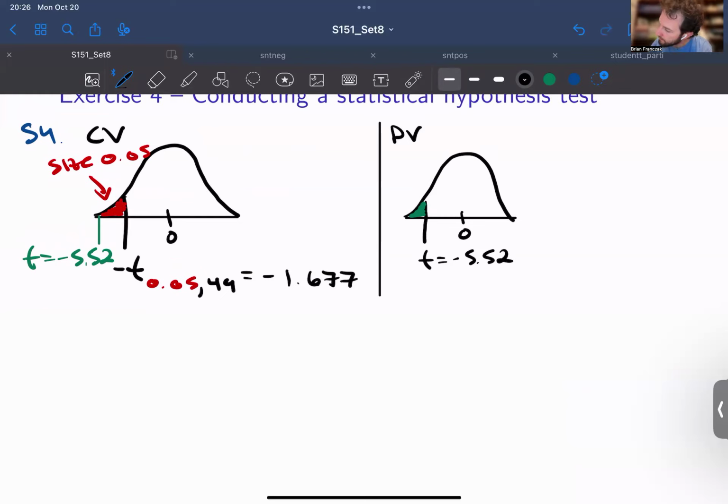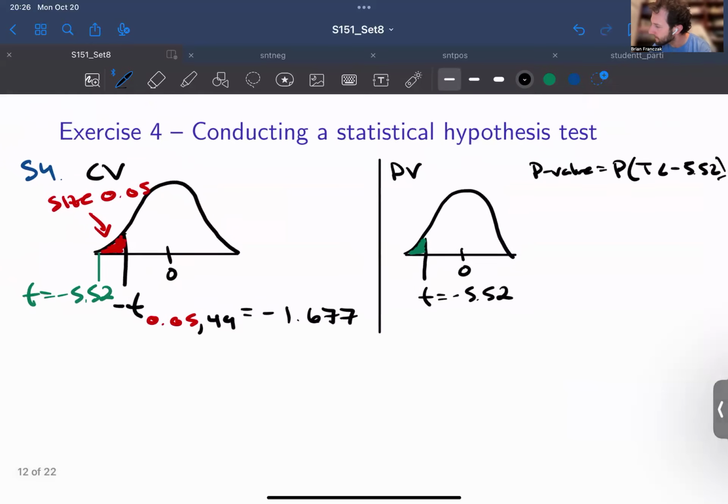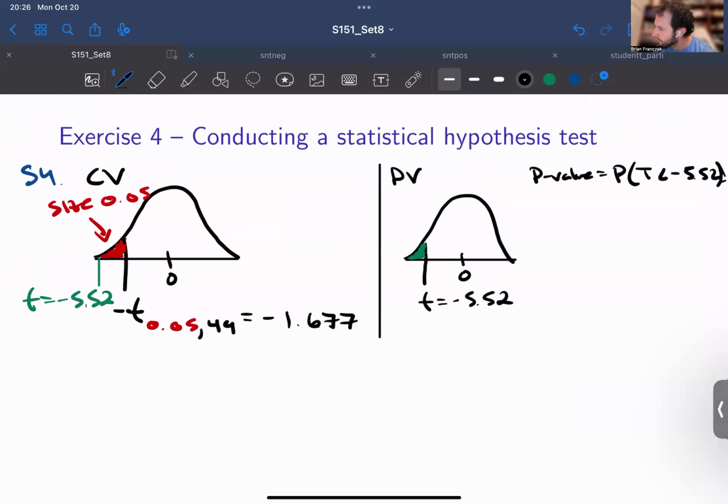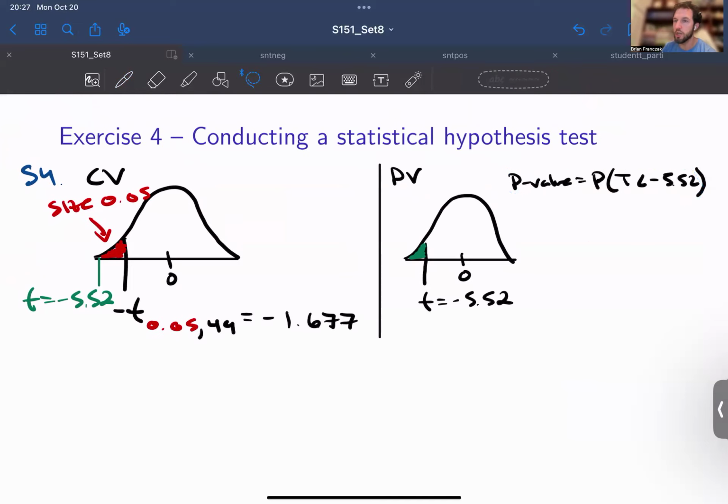So here, the p-value is the probability that t is less than negative 5.52. That green shaded portion here is the p-value for this test, which is precisely the probability that t is less than negative 5.52.